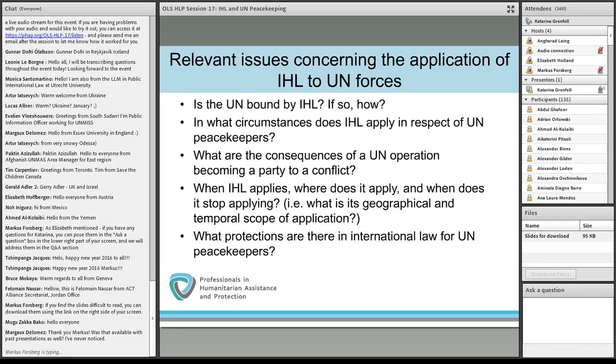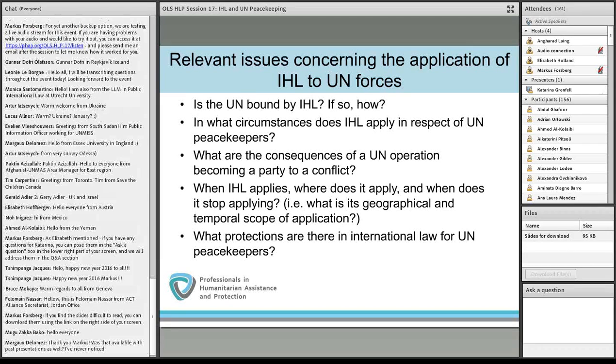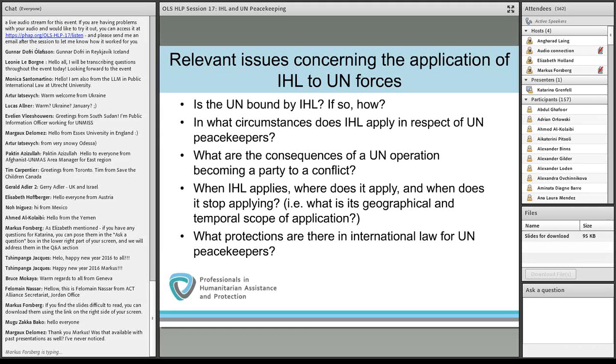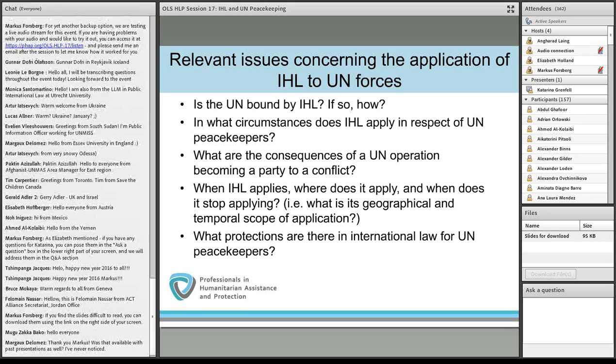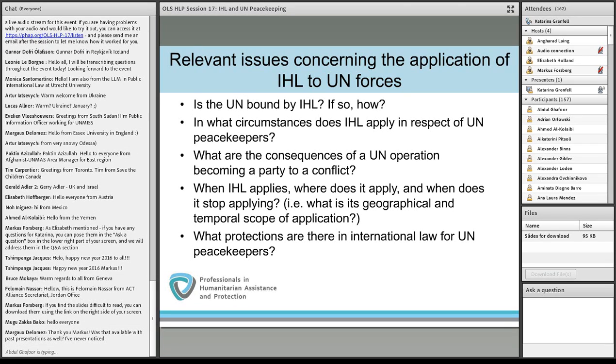And regarding the nature of the UN's obligations, the ICJ emphasised that the duties of the UN in respect to international law depend on the purposes and functions as specified or implied in its constituent document and as developed in practice.